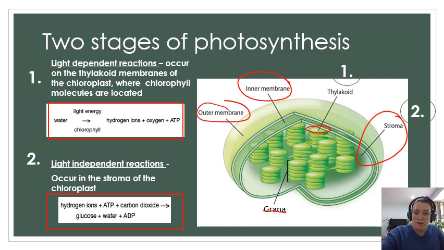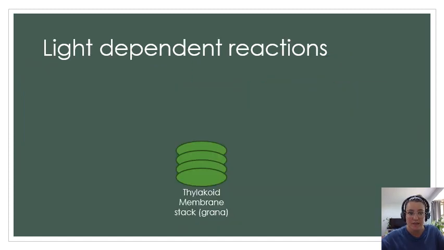So today we're going to hone in on the thylakoid membranes and the reaction that occurs at them. And they are our light-dependent reactions. So they occur on the thylakoid membranes of the chloroplast, and that's where the chlorophyll molecules are. So chlorophyll is used in the light-dependent reaction, and it's a very important enzyme in that reaction occurring. We'll look at the light independent reactions in the next video.